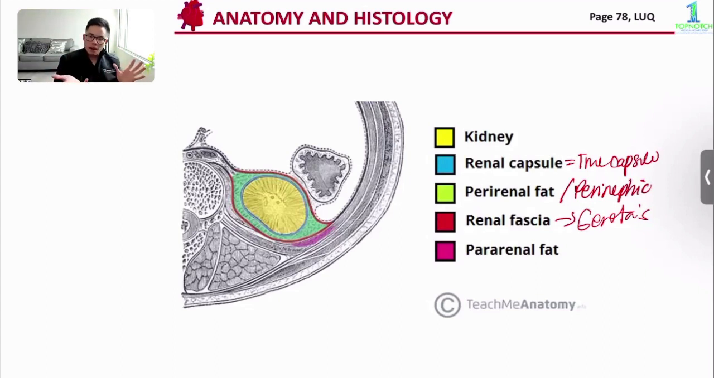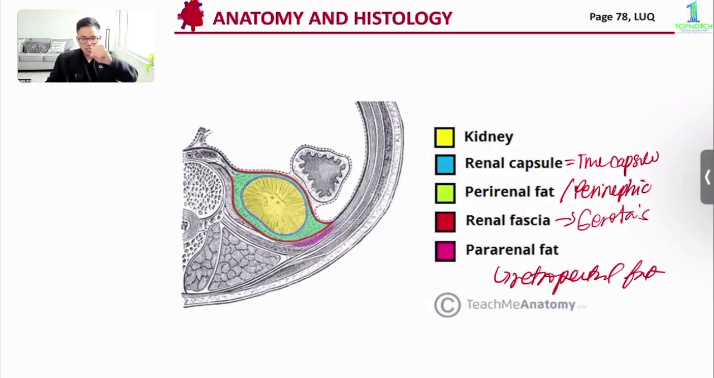Then lastly, the pararenal fat is the covering of the entirety. It forms the retroperitoneal fat. Again, if this is a kidney, the first layer is the true capsule, your renal capsule. Next is the perinephric or perirenal fat. Next is the true fascia, quote unquote, which is Gerota's fascia, devoid inferiorly, and the outermost portion is the paranephric fat, also known as your retroperitoneal fat.